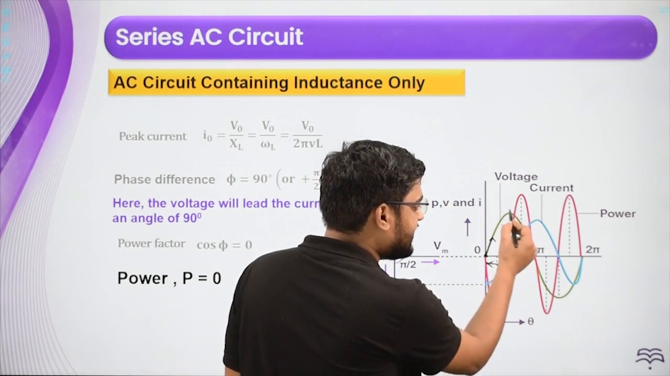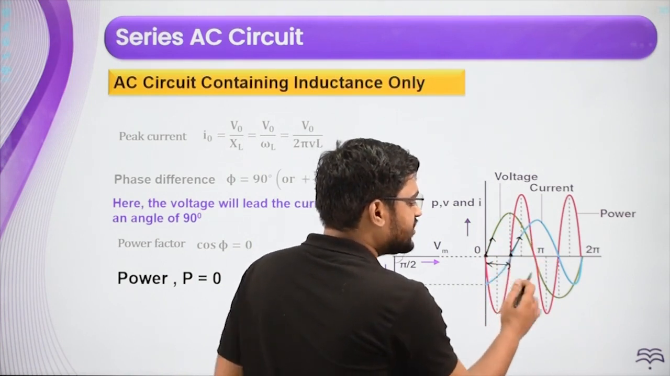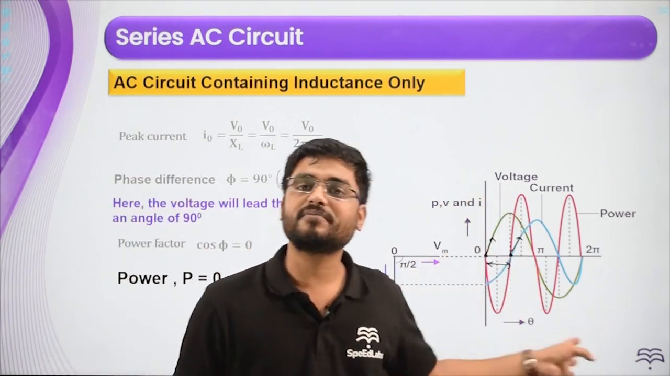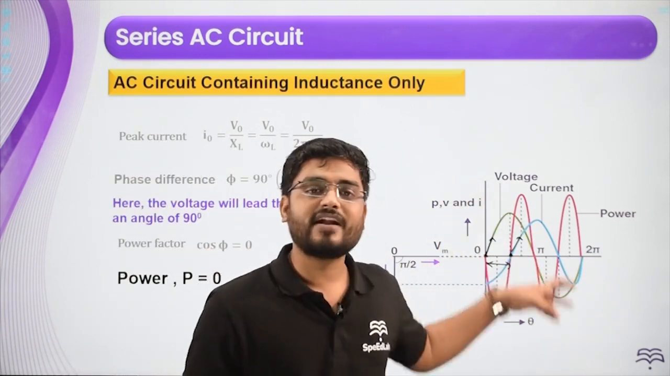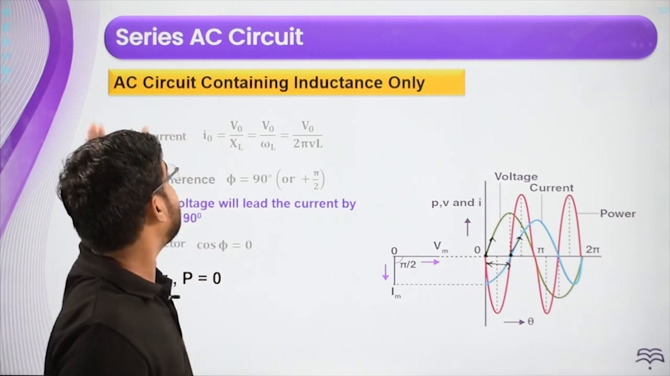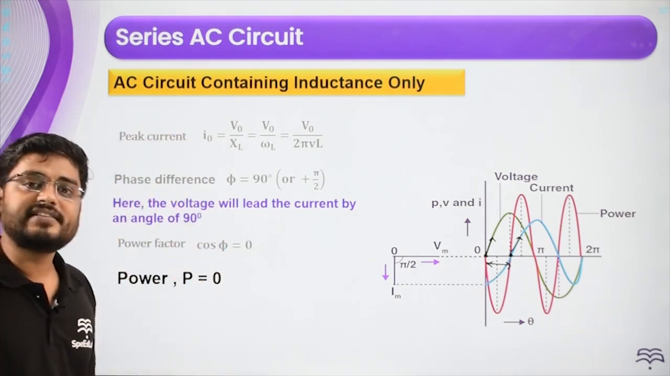Here the voltage is getting a peak. So one-fourth of the cycle, that is pi by 2, because the full cycle is nothing but 2 pi. So it is leading by an amount of pi by 2. That's an AC circuit containing inductance only.